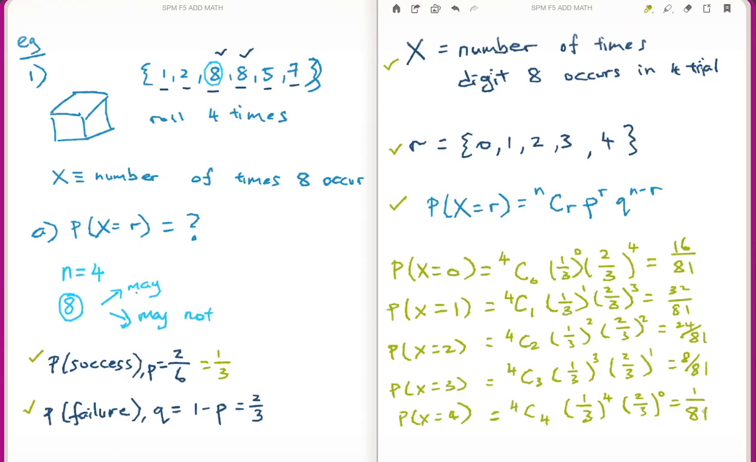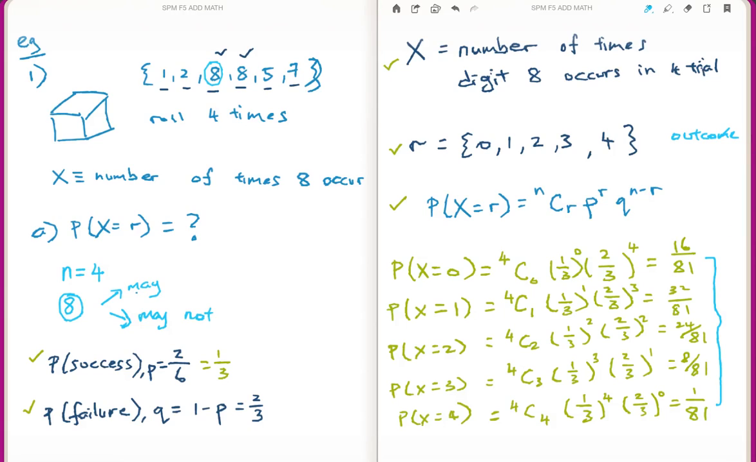In some questions, if you sum up all the probabilities, you're supposed to get 1. Come again. If you do it correctly and sum everything here, you're supposed to get 1. If you do not get 1, then you have missed out one of the outcomes. The total probability of all outcomes is supposed to be 1.